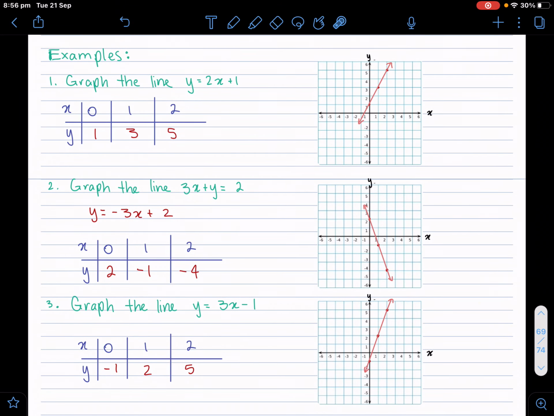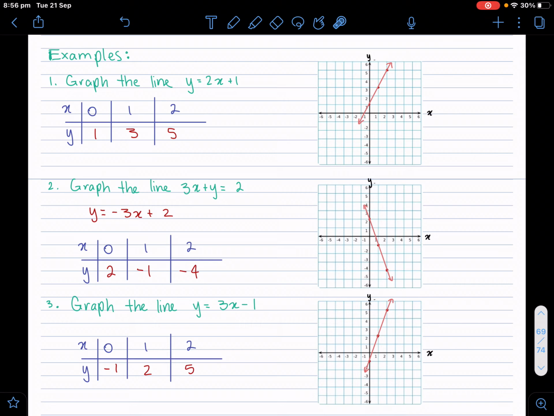Let's move on to example 2. So with example 2, it says graph the line 3x plus y equals 2. Straight away I can see that this is not in the form of y equals mx plus b. So I need to rearrange this to make y the subject. And to make y the subject, I need to take the 3x across. So now I have my formula in the form of y equals mx plus b. I can now substitute my x values into the formula in order to complete my table of values.